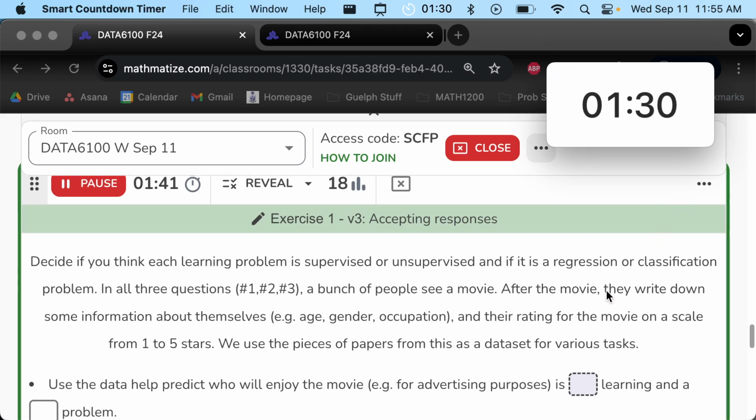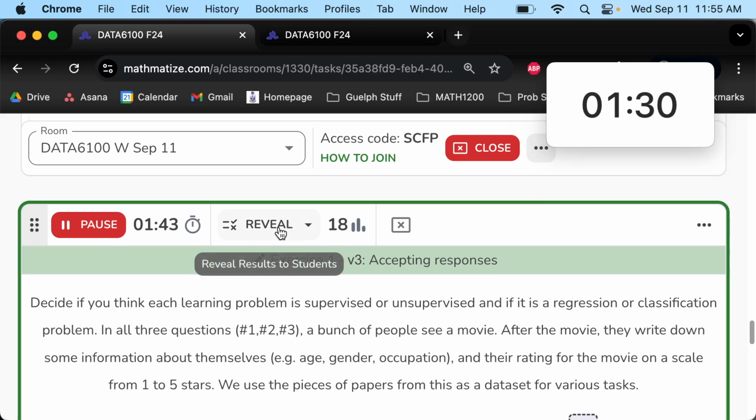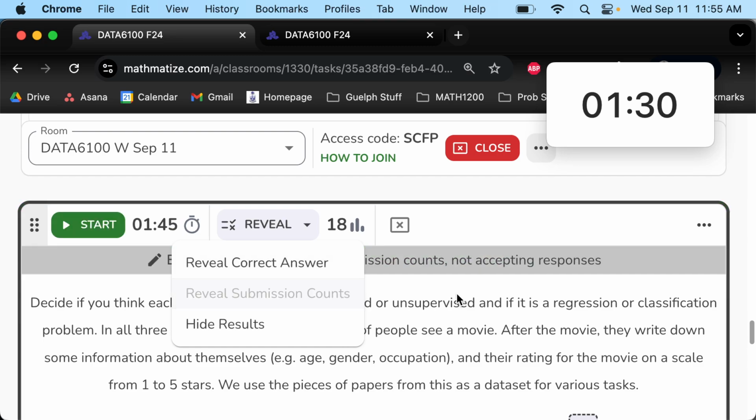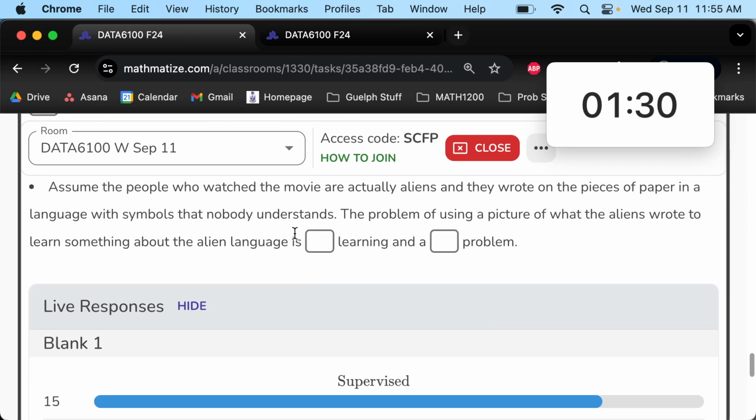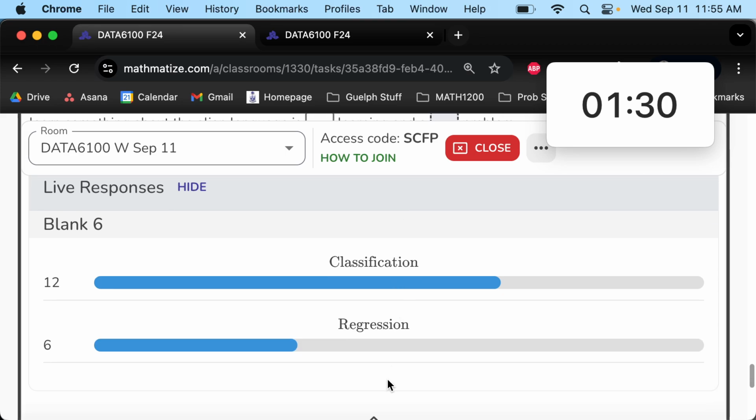Let's see, what did people say? Reveal counts. So, unsupervised learning, and 12 people said classification, 6 people said regression. Does someone want to tell me, if you picked classification, you should be thinking in your mind, these are the classes, right? Or like rough idea, what are the classes going to be? If you picked regression, you should have in your mind, this is the quantity we're trying to get. Does someone want to tell me either some class ideas or some number ideas?